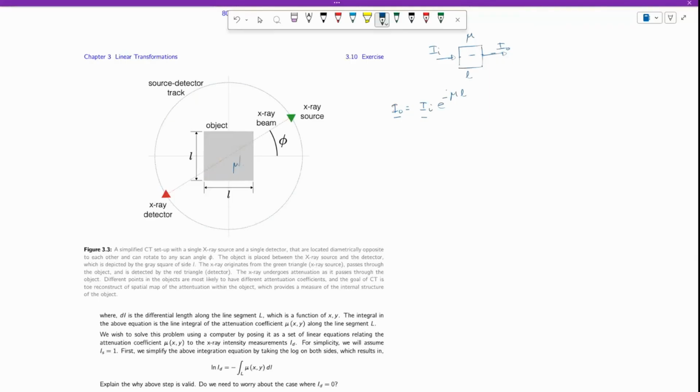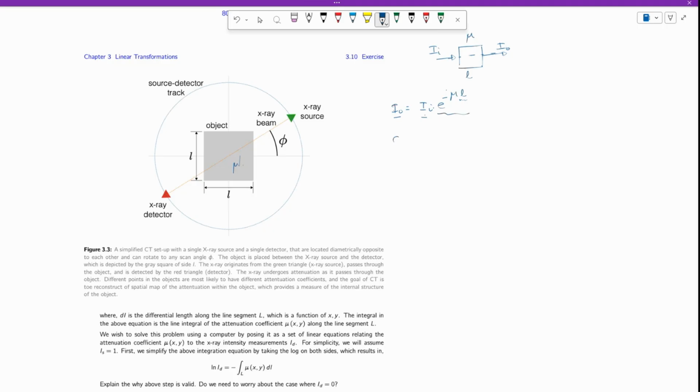Well, it's this, what I've written, because the length or the distance that the X-ray would have to travel through this medium is of length L. That means the output would simply be the incident intensity multiplied by e power minus absorption coefficient multiplied by the distance that the X-ray has to travel.